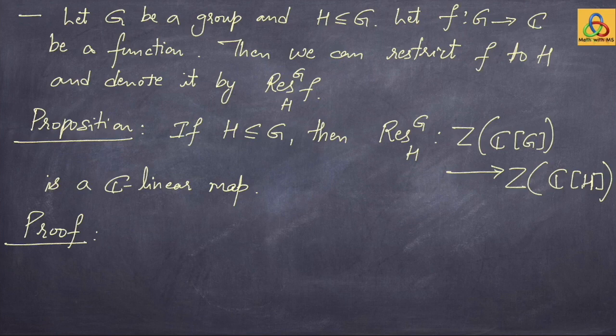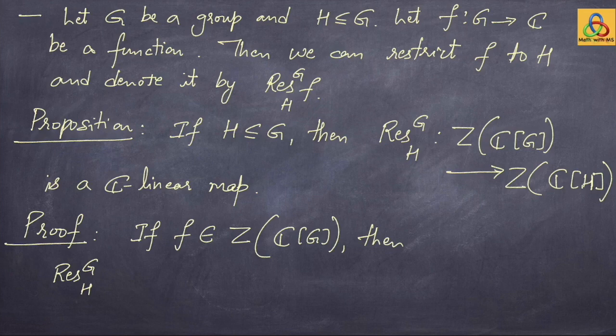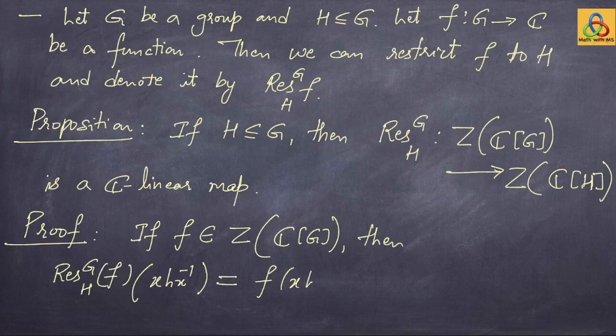So restriction of a class preserving function is a class preserving function. That's what you need to observe. So note that, if F belongs to the center of the group algebra CG, then restriction of F from G to H, look at this map, I want to show it's a class preserving function on H. So take a conjugate of an element h of H in H, so x h x inverse, but by definition, this is just F of x h x inverse.